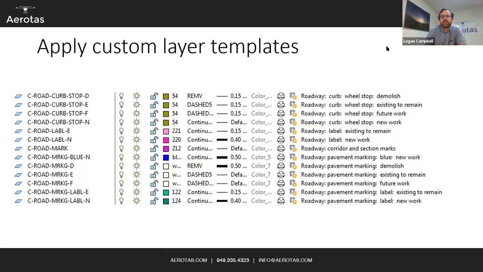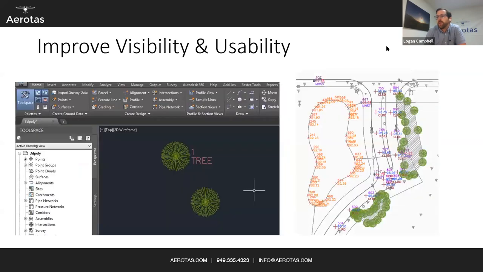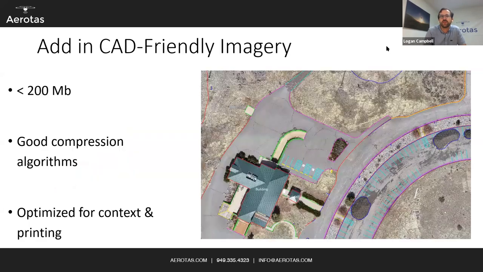Applying your custom layer templates as far as what it's called, what the different colors are for it. Improving visibility and usability, that's by turning your layers on and off, adding your annotations, making sure that your map scale is right, adding symbology for things like trees and power poles and fire hydrants and manhole covers so that they all have their symbols. And then another trick is adding in CAD-friendly imagery.